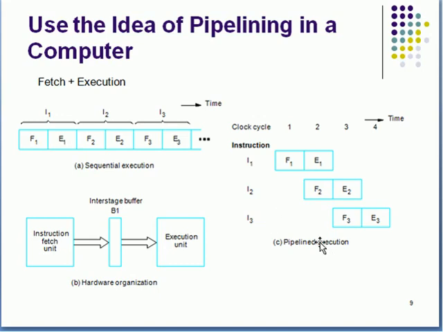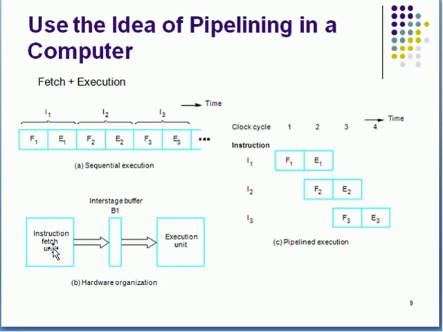Use the pipeline execution, where for the same three instructions, we fetch the instruction and execute instruction 1. By the time instruction 1 is getting executed, we fetch the second instruction. And by the time the second instruction is getting executed, we will fetch the third instruction. So we have two separate units, one for doing the fetching operation and another for doing the execution operations. So in between, you will have a buffer.